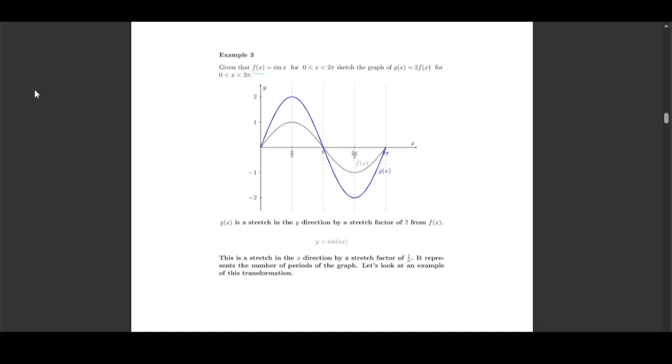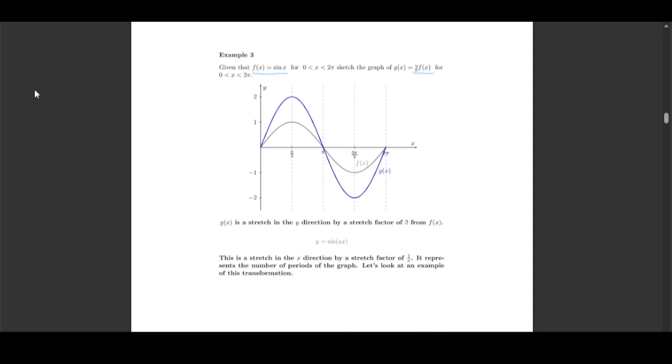Let's look at an example. So we're given that f of x is sine x, and we're given that g of x is 2 f of x. So we've multiplied f of x by 2. This is a stretch in the y direction by stretch vector 2. Our gray graph is the graph of f of x, our blue graph is g of x.